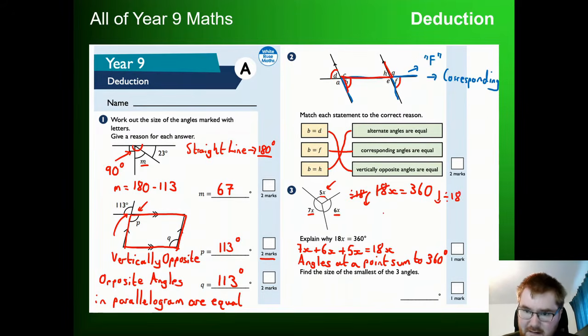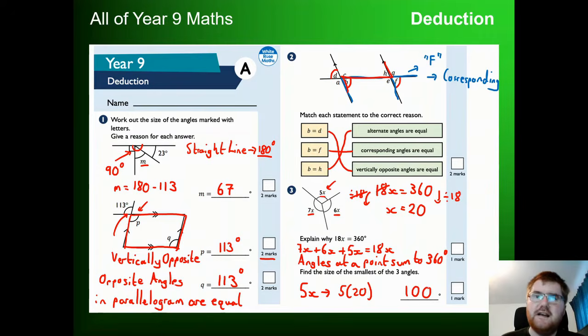This cancels, giving us x. And then 360 divided by 18. Well, 36 divided by 18 is 2, and add the 0. We're not finished because we need to find the size of the angle. So we need to work out 5 lots of x. So 5 lots of our answer, 20. And 5 times 20 is equal to 100 degrees, like so.